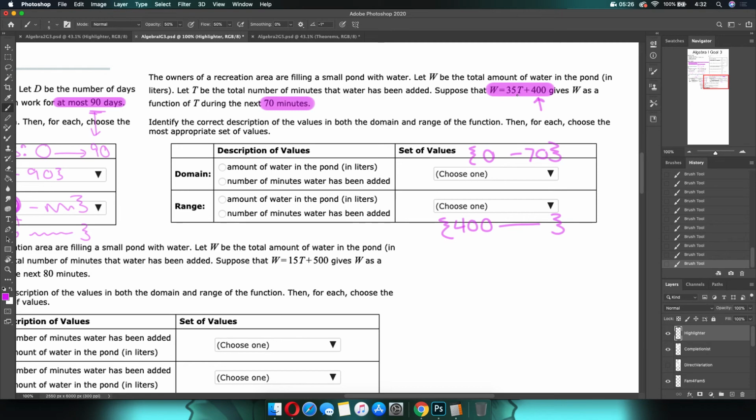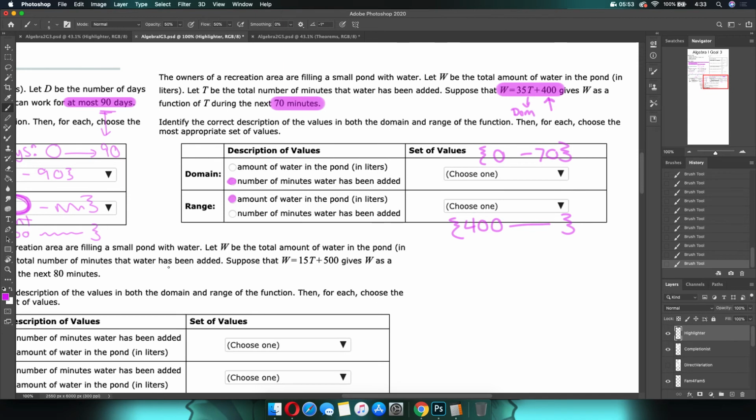For this one, however, let's see here. Domain is where my x goes, which means that it's going to be my t. So this is my domain. All right, so what does t represent? This I do have to read. T is the total number of minutes. So number of minutes in the pond, and then the amount of water. And you can see how much faster I was able to do that once I knew what my cheats were, how I could break this down.